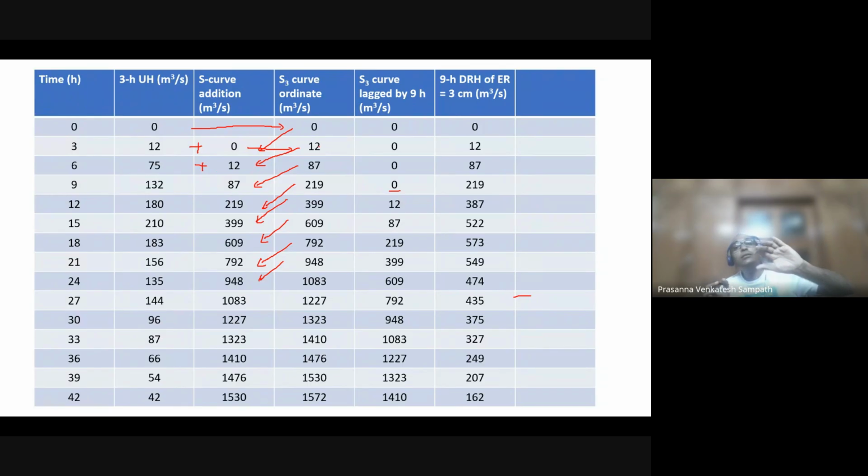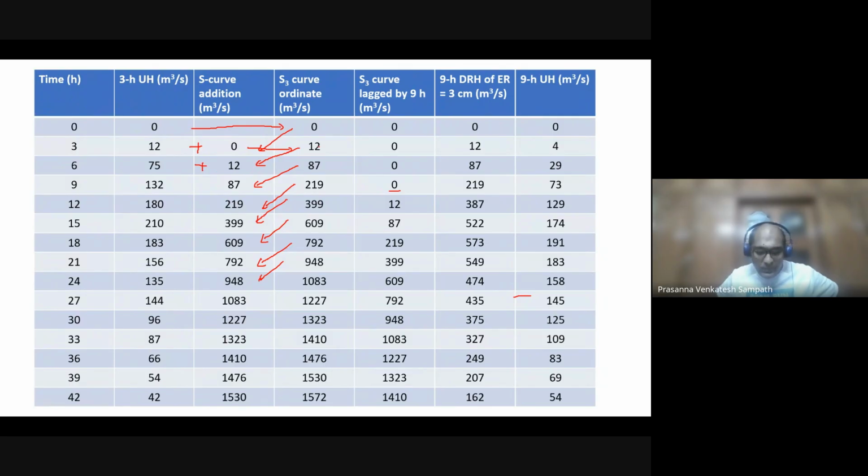I want a unit hydrograph, which by definition is produced by excess rainfall of 1 centimeter happening in the same 9 hours. So what you said initially was correct. You have to divide it by 3, right? So I just divide all the numbers in column number 6 by 3 and I populate the unit hydrograph in column number 7. Right? So that's all there is to it.